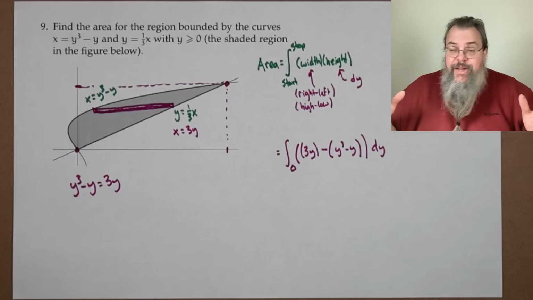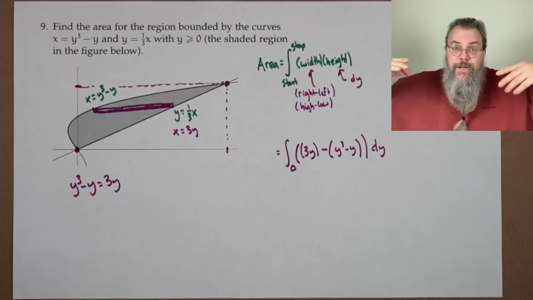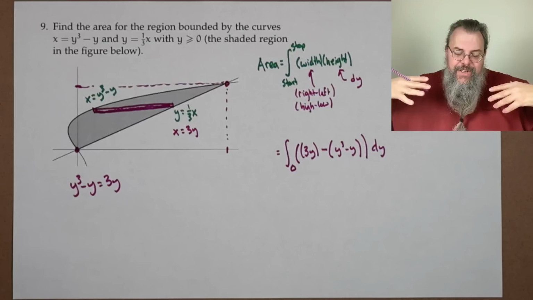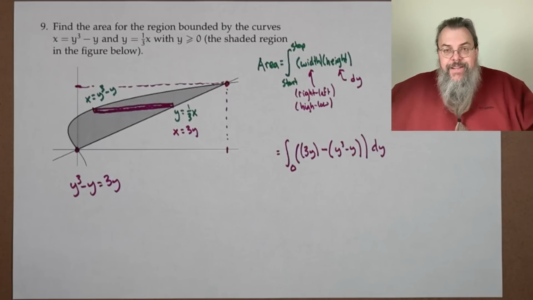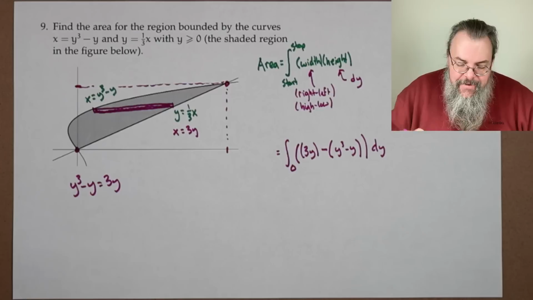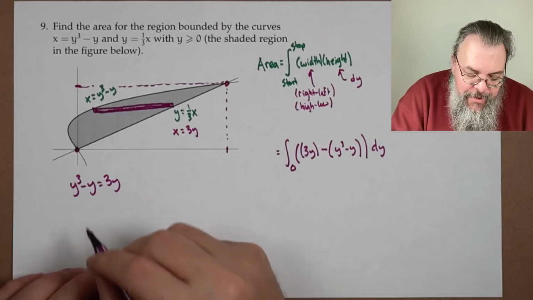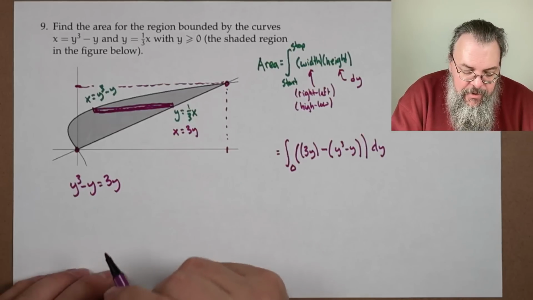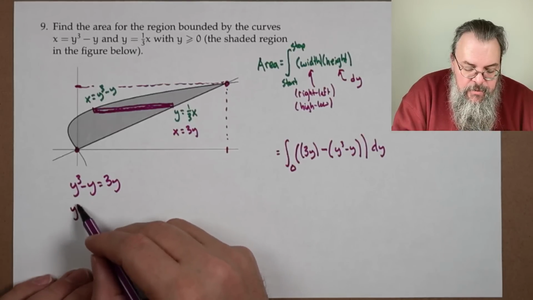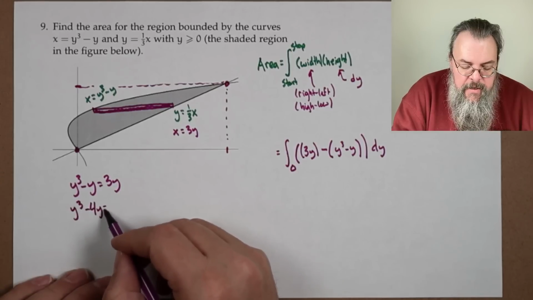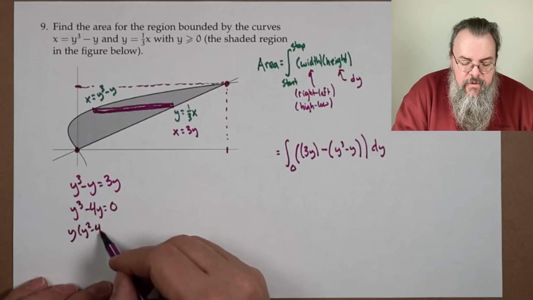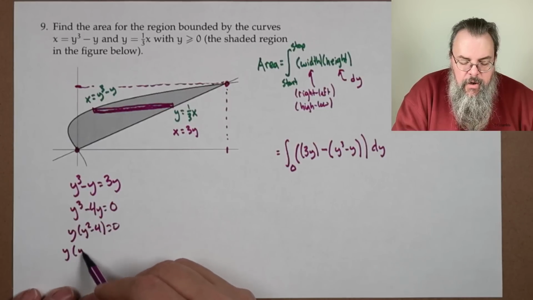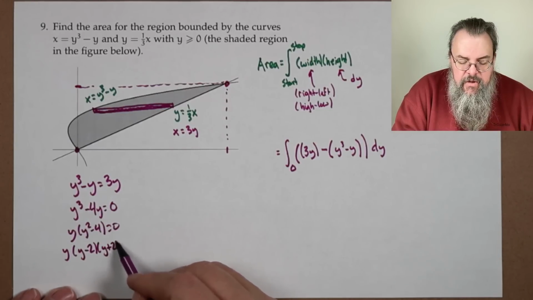If you see a problem on the test, we're not going to give you exotic numbers. We're talking like 1s and 2s and 3s, right? If nothing else, say, does 1 work? No. Does 2 work? Oh. Or does 3 work? Oh. That's the kind of thing you do. Just keep that in mind, because sometimes we do things like that. Well, this is the same as y cubed minus 4y equals 0, or y times y squared minus 4 equals 0, or y times y minus 2, y plus 2 equals 0.